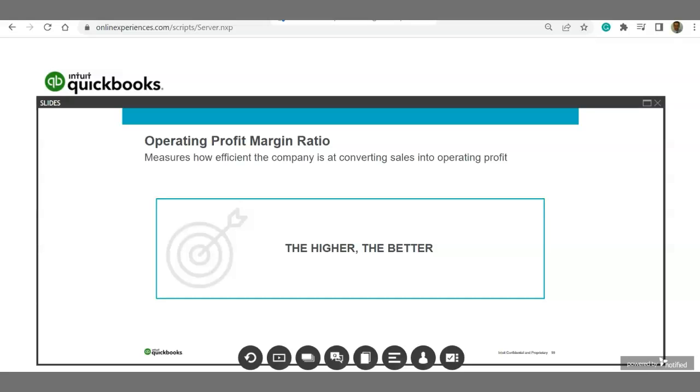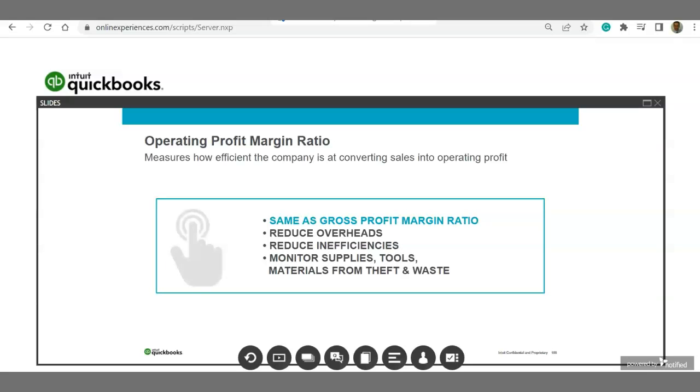So to reduce overheads, you could do any of the work that we just discussed when we talked about the gross margin, if you have a low gross margin. But if you want to focus on overheads, you could renegotiate with vendors for your operating expenses. Maybe you move or renegotiate your rent. You could look for any inefficiencies that are costing money. Perhaps you're too overstaffed and your labor is too high. Maybe you're being charged huge bank fees for something you didn't even realize.